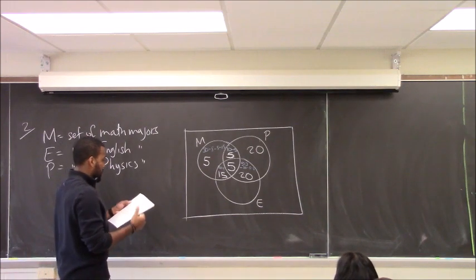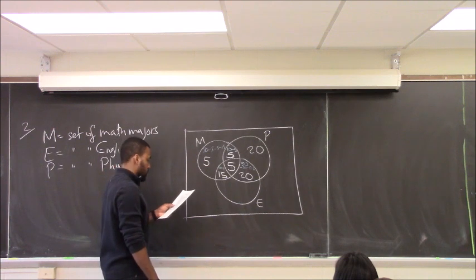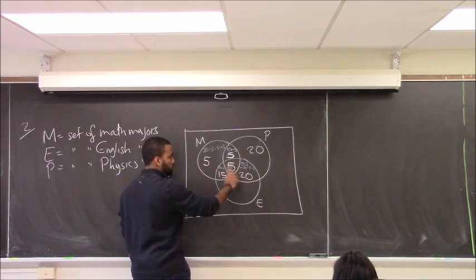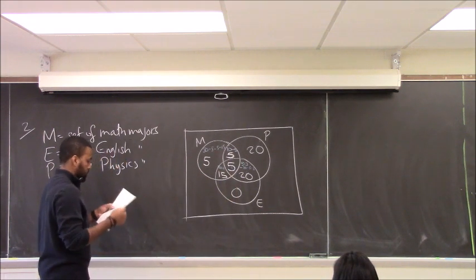How many people are majoring in English only? 0, because in English there are 40 people, and we've accounted for all 40 here. There's 0 people. No one's majoring in English only.